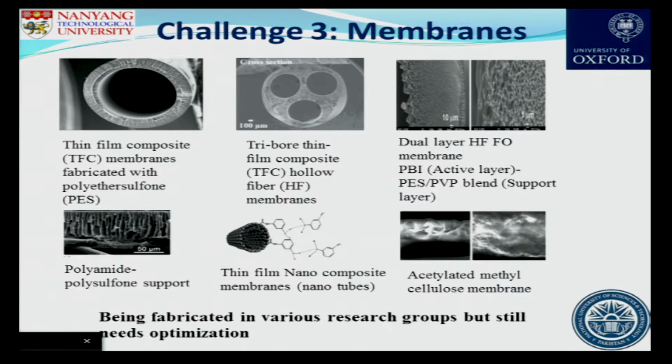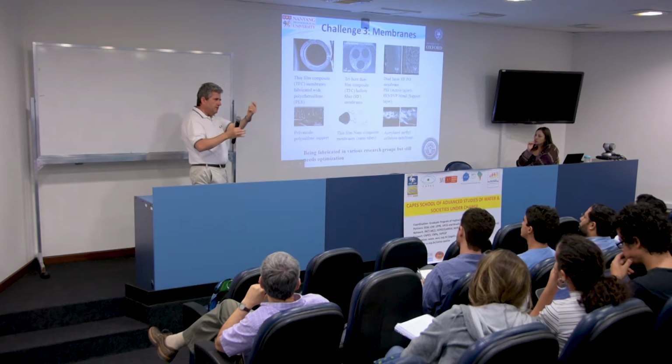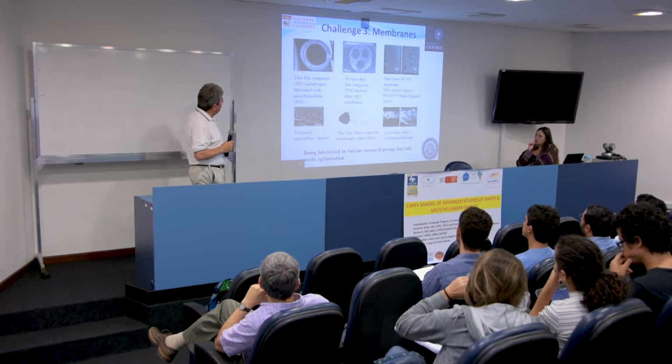Just want to show you some pictures of membranes, what they look like. So I mentioned hollow fiber membranes. That's what they look like under the microscope. And you can see this is a thin film composite membrane that's been fabricated with polyether sulfone. So I think the outside is the support layer and the inside is the active layer. So instead of having flat sheets, you can roll them into fibers. But the beauty of that is it gives you very, very high surface areas. So you can pack in a very high surface area of membrane. And what you have is these modules with lots of little fibers packed in to work well.